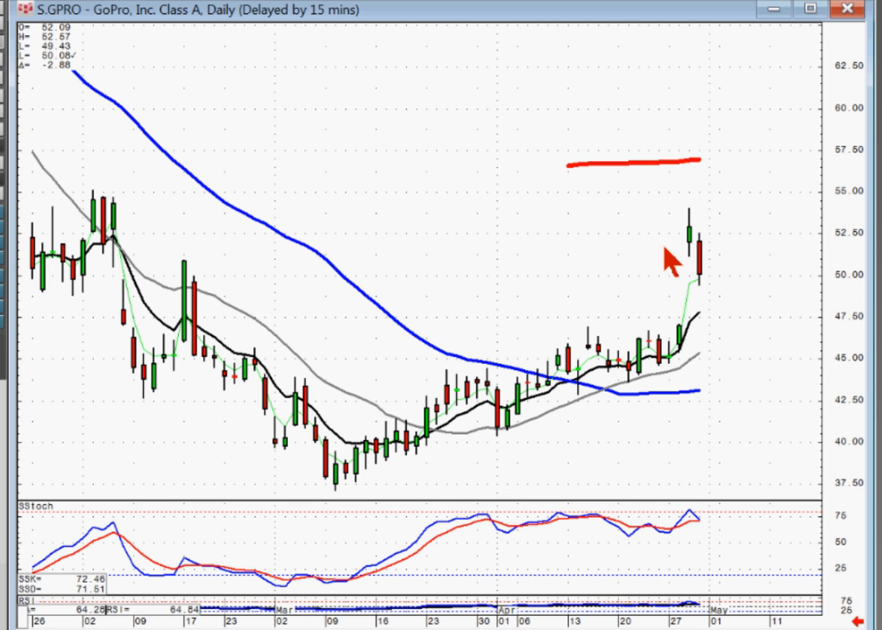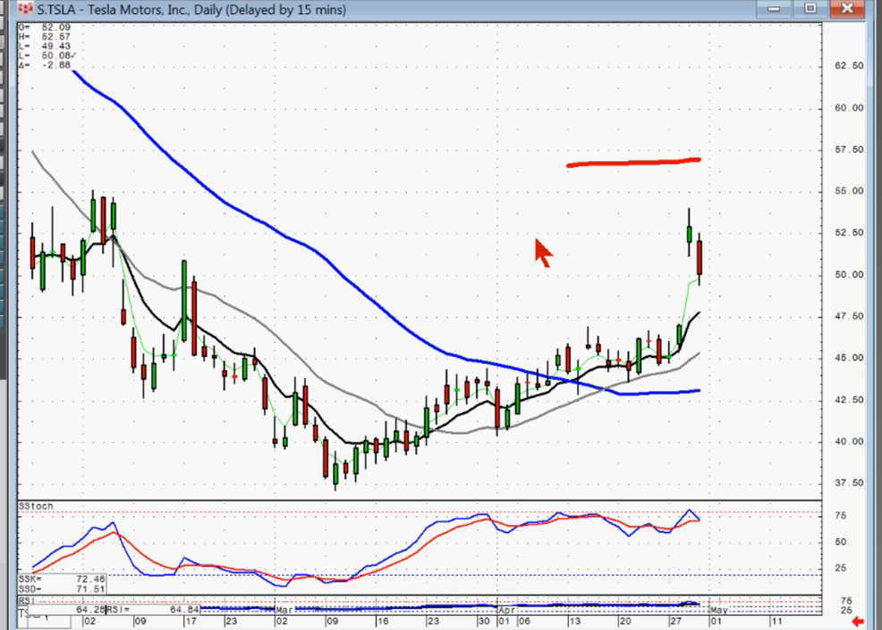G-Pro, this one with the gap up. This is where I usually use the low of the gap up as my stop. But if it comes back down through there, the profit taking is going on. So right now, I'd be out of this position, but I'd just wait to see when the next buy signal sets in.